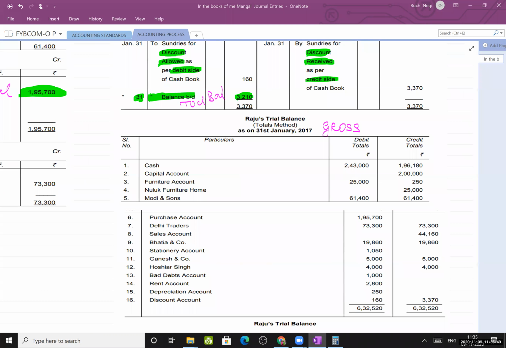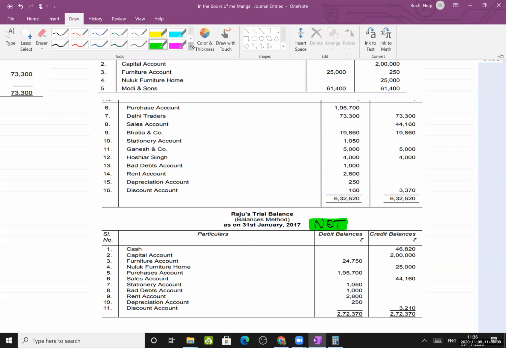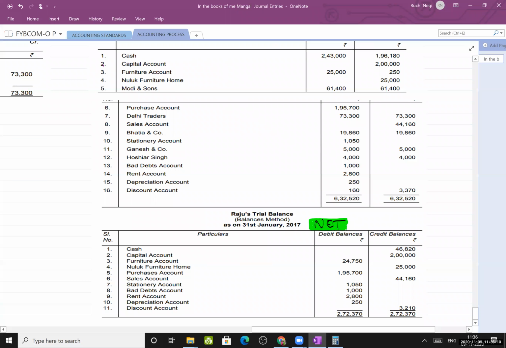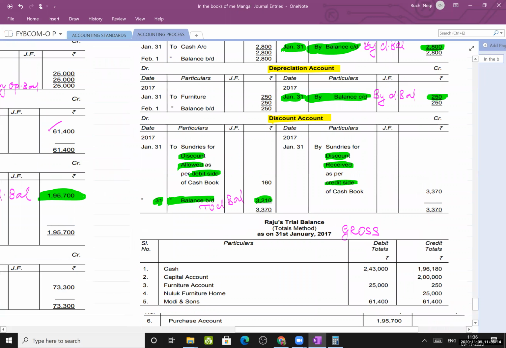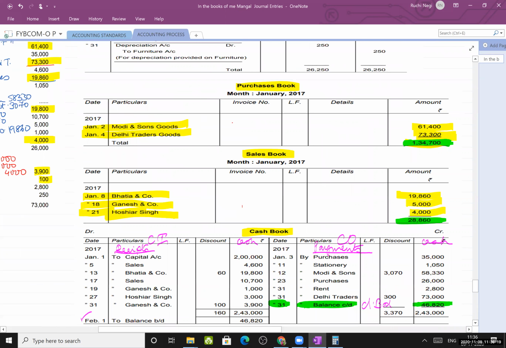Generally, what you have learned since FIJC is a net trial balance. We have learned always a net trial balance. We don't learn gross trial balance because it is not in practice. Net trial balance is in practice. ठीक है? So net trial balance कैसे करते हैं? चलो, let me take you to that. तो net trial balance बताती हूँ. Go to your ledgers.